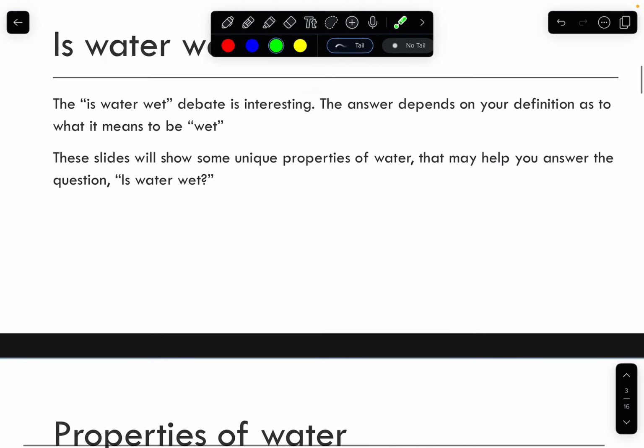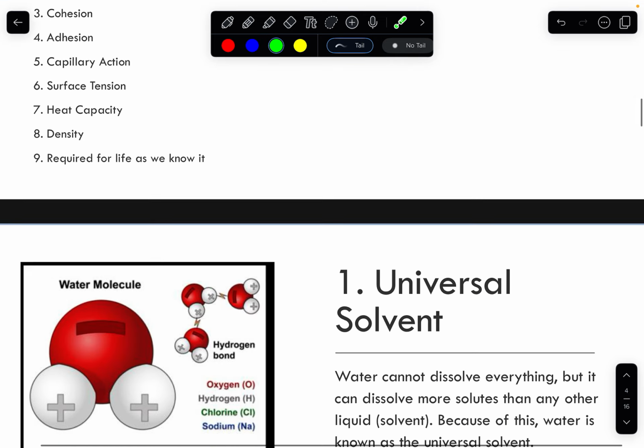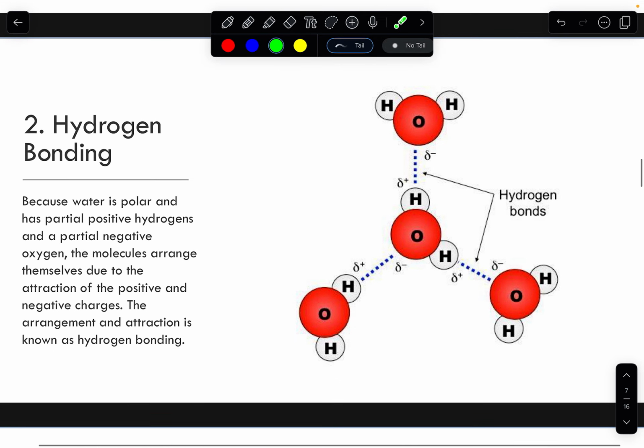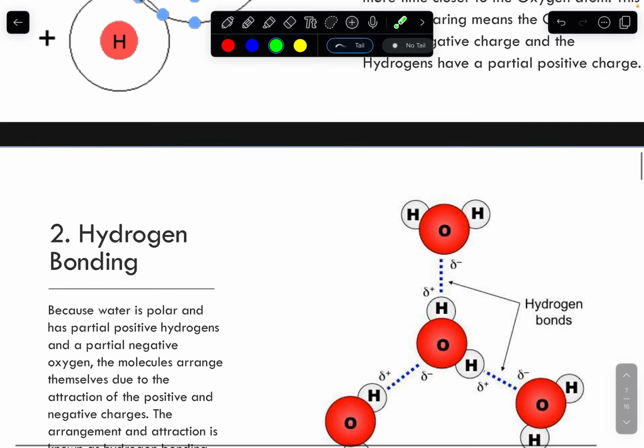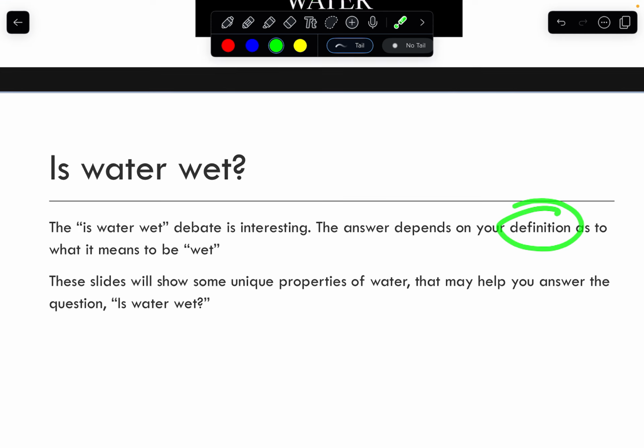So back to our initial question. Is water wet? If we assume the definition is water being on or in something, water is in fact wet, because water is almost always going to be stuck to other water molecules. Okay, so for me, because of polarity, because of hydrogen bonding, because of cohesion, water is in fact wet. All right, but that's going to depend on who you ask, whether or not they think water is wet. And again, it all comes down to the definition of the term.